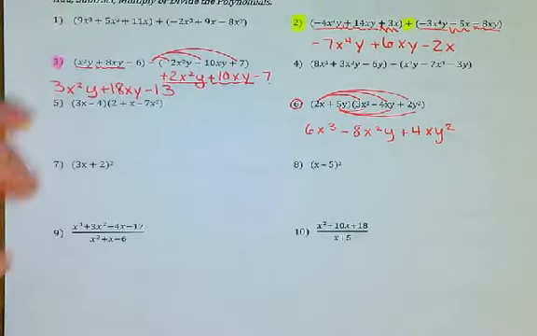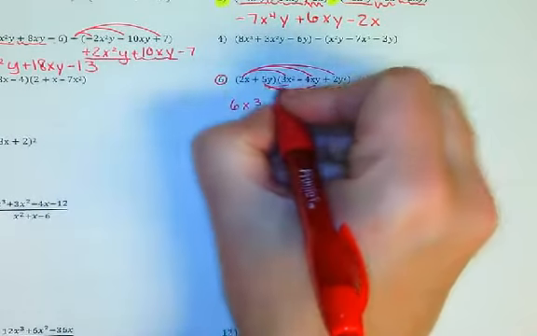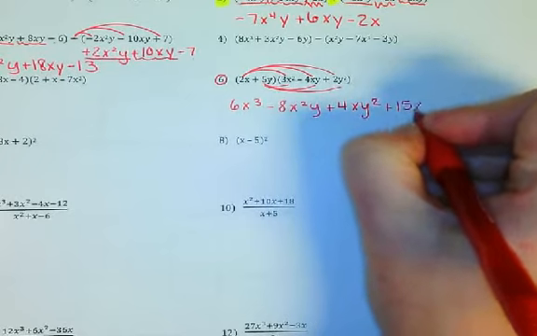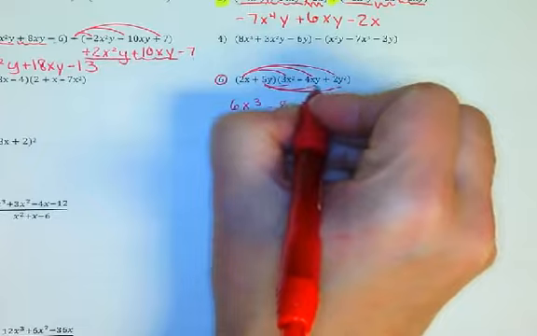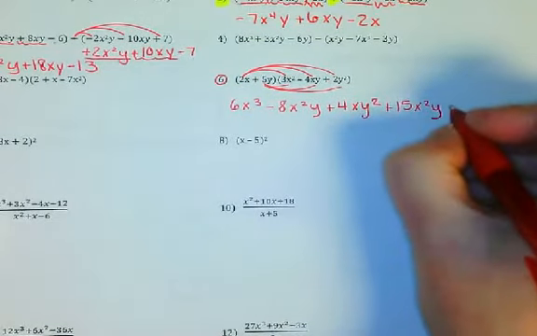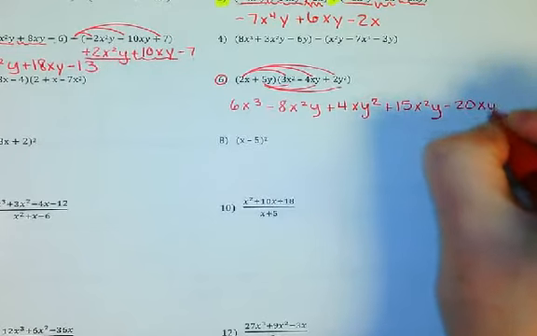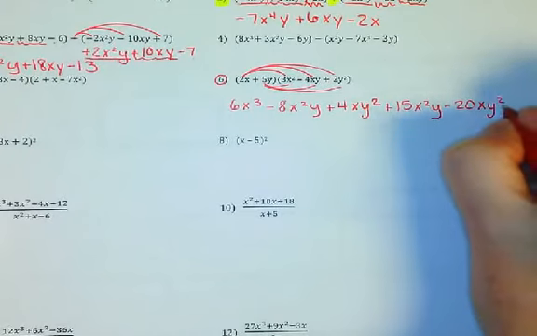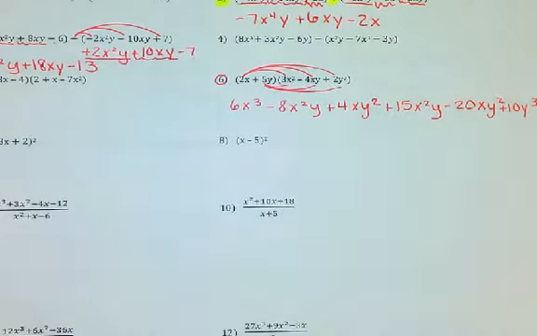Okay, so if I keep going, now I'm going to multiply the 5y. 5y times 3x squared will give me 15x squared y. 5y times negative 4xy will give me negative 20xy squared, and then the last one is 5y times 2y squared, which will give me 10y cubed. Okay, then I'm just going to combine everything.